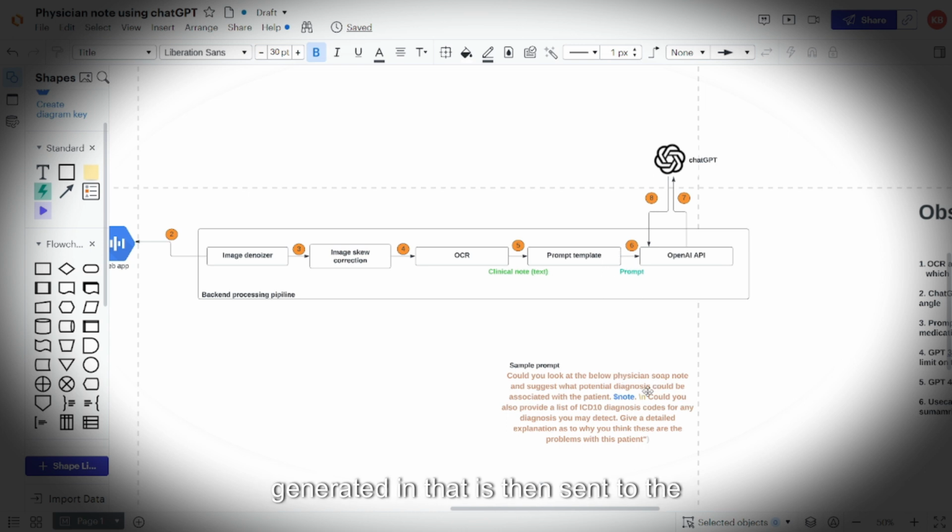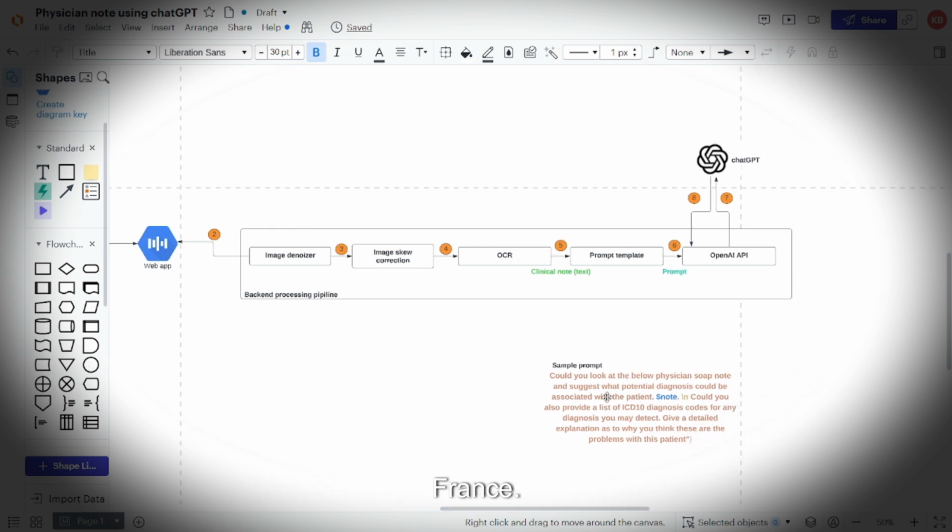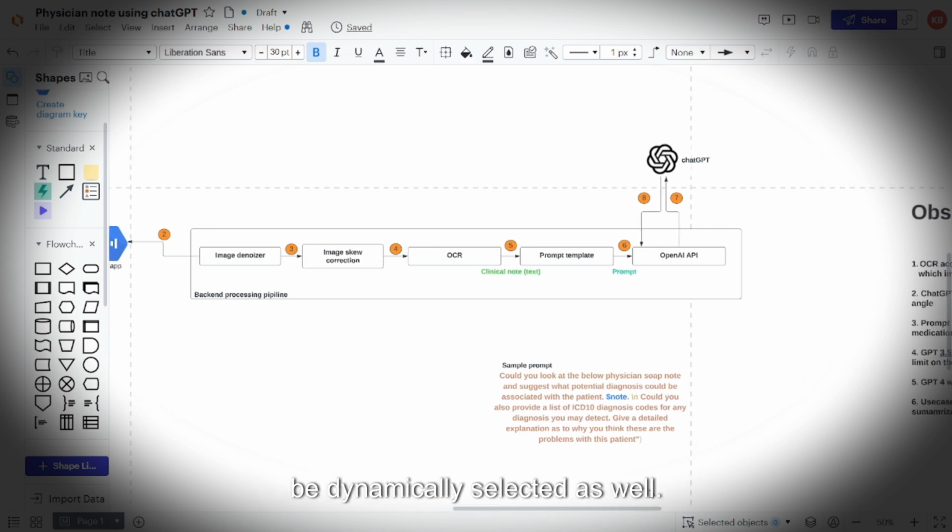Once this prompt is generated, it is sent to the OpenAI API, which makes a call to the ChatGPT backend, which processes the data based on the prompt that has been given and returns the response. The response is then fed back to the application and displayed back to the user. We can have different types of prompts, not restricted to only one type. This could be dynamically selected as well.